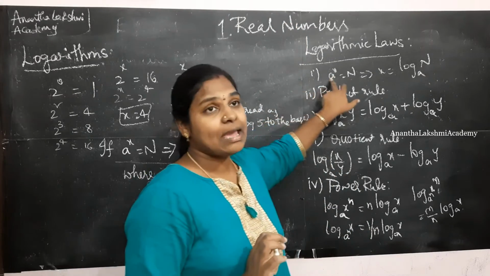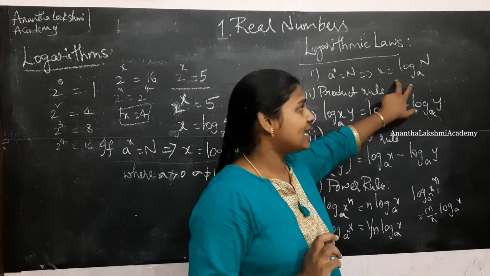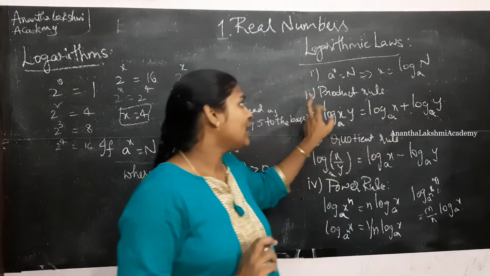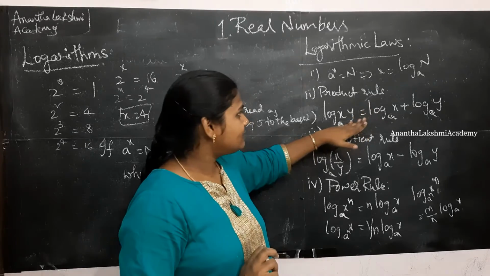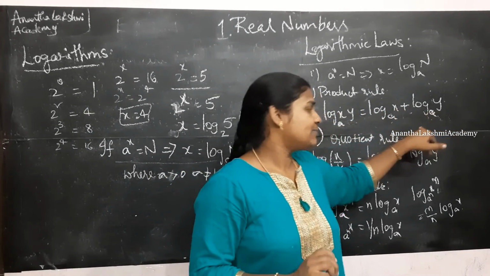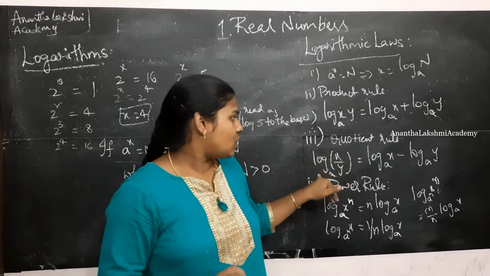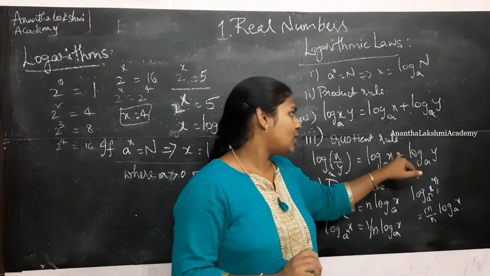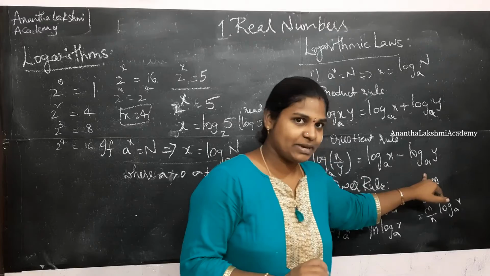So the first thing is: a power x is equal to n implies x is equal to log n to the base a. Product rule: log xy to the base a is equal to log x to the base a plus log y to the base a. Quotient rule: log x by y to the base a is equal to log x to the base a minus log y to the base a.